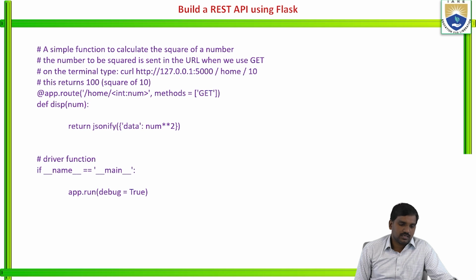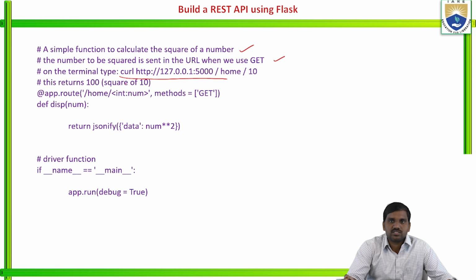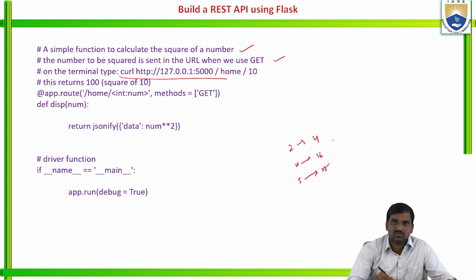So here further is a simple function to calculate the square of a number. This returns 100, the square of 10. The number to be squared is sent to the URL when we use the get command, and on the terminal you type this URL. This returns 100, the square of 10. You can give 2, and it will give 4. 4 will give 16, 5 will give 25, like the square of a number.